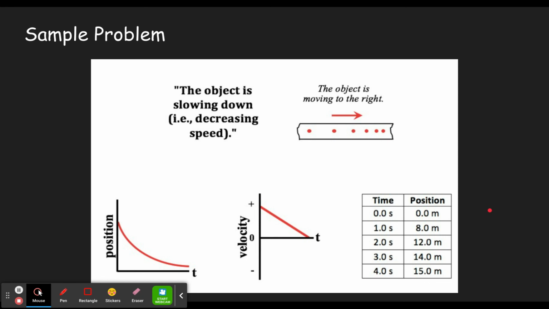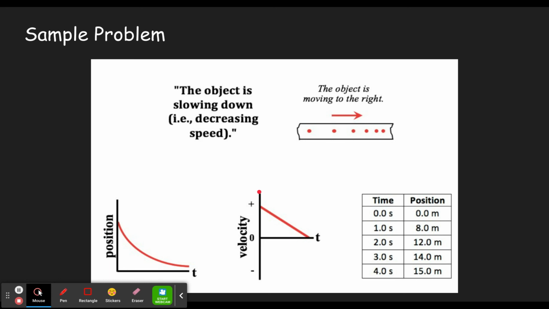Let's just do one sample problem, and then you can puzzle it out. I would highly encourage you, if you're having trouble recognizing position time or velocity time, go back to the links that I showed you at the beginning and see what you can find.